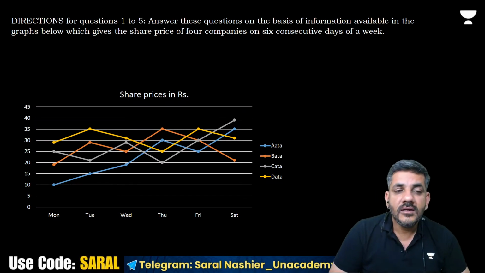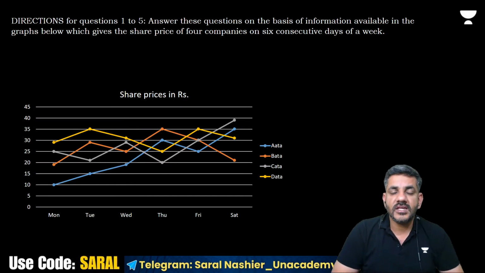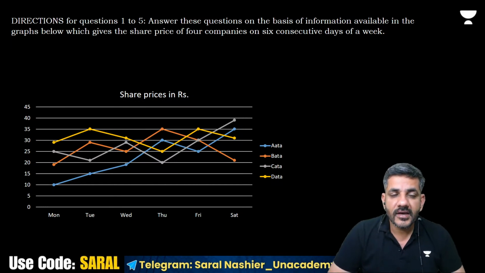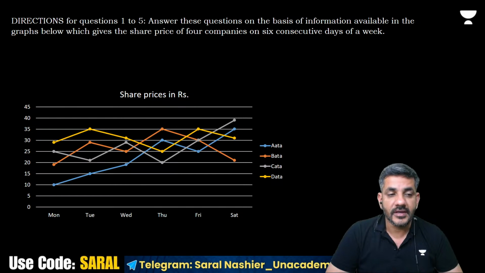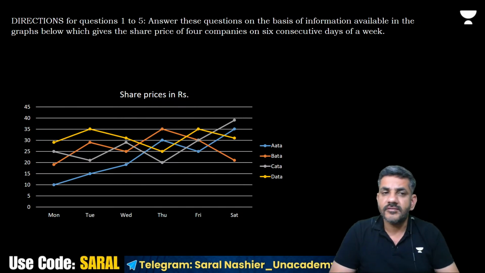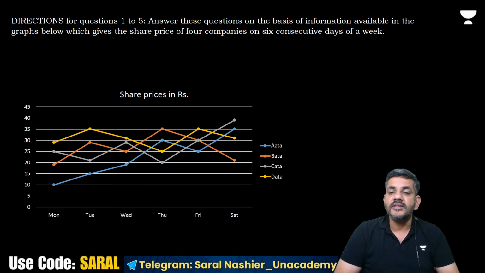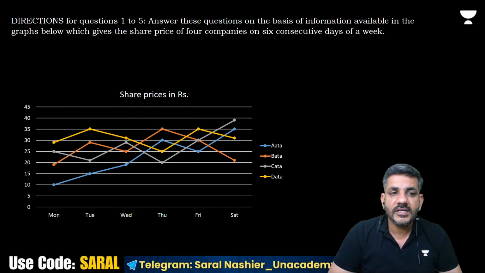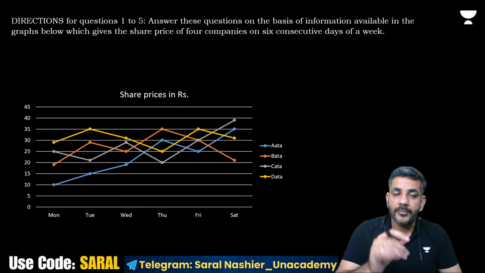It says, answer these questions on the basis of the information available in the graphs below, which gives the share price of four companies on 6 consecutive days of a week. So Monday, Tuesday, Wednesday, Thursday, Friday, Saturday are the 6 consecutive days. The share prices of these companies are given to you in rupees.